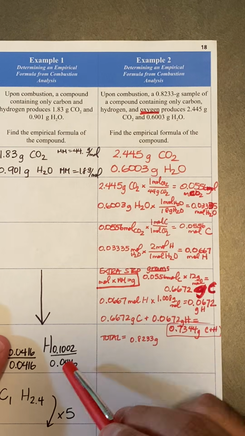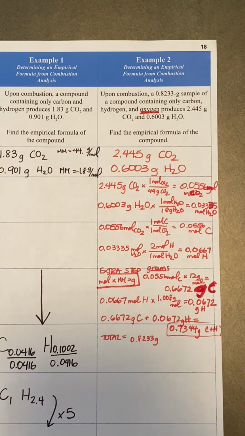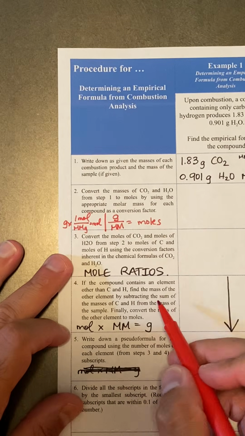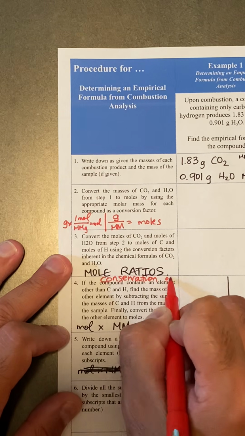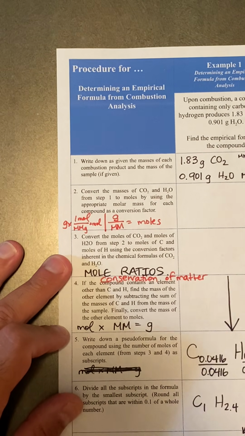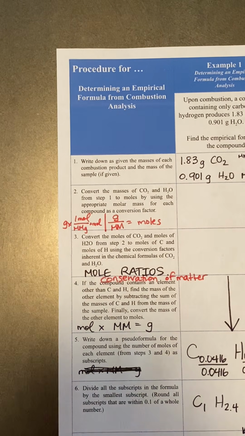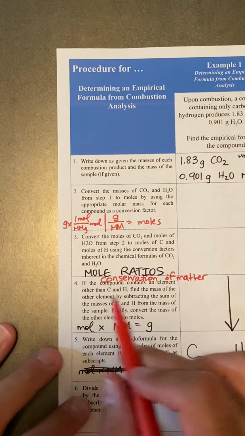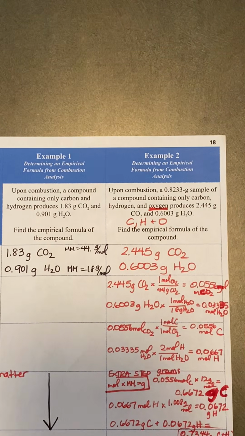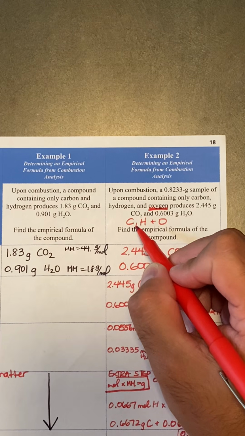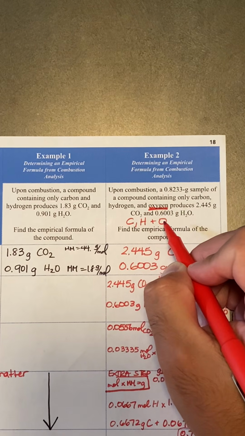Also, how do I know to add these and subtract them? Conservation of matter, right? So really what this step is saying is conservation of matter. The sum of all of the masses of the elements must equal the mass of the compound. If it does not, matter is not conserved, you did something wrong, or there was a problem in the experiment. So we know that this compound has carbon, hydrogen, and oxygen. If I know the amount of carbon and hydrogen, and I know the mass of the whole sample, I can figure out the mass of oxygen.